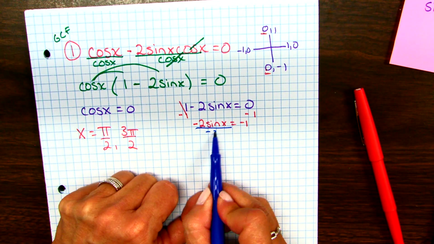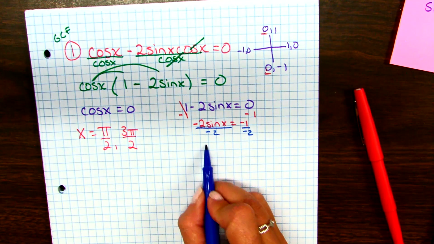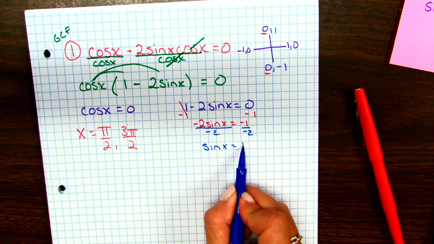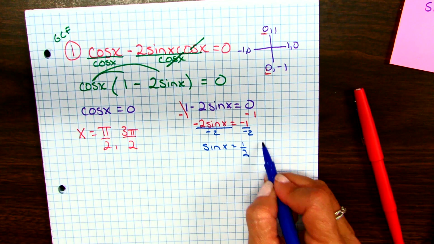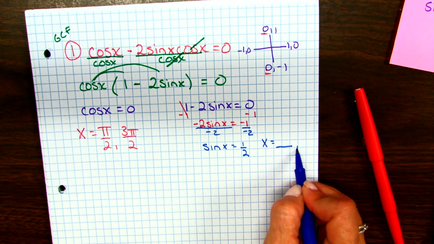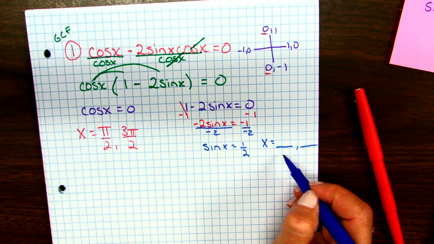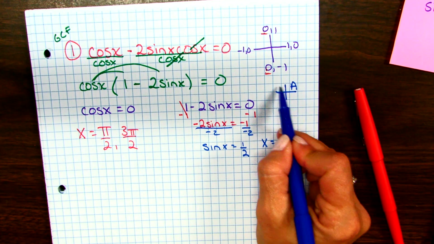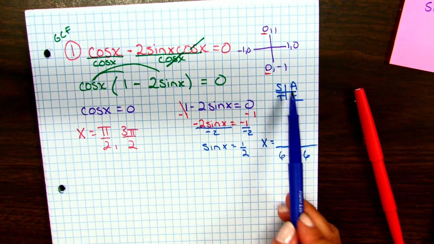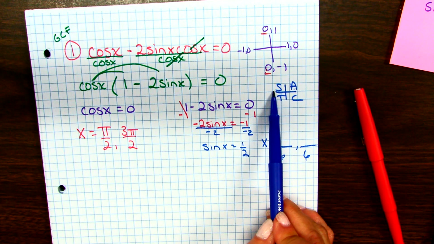Divide by negative 2. And what angle has a sine value of 1/2? What would those denominators be? Yeah, 6 again. Gosh, yes. 6 again. And sine is positive in quadrants 1 and 2.